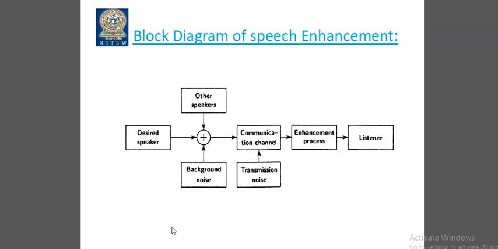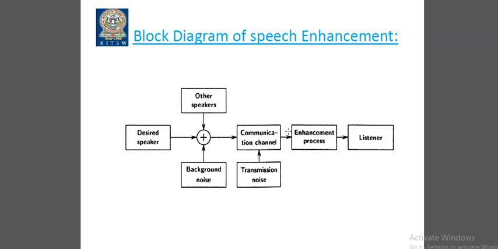Now, this is the block diagram of speech enhancement. Here, a desired speaker wants to convey information to the listener, and other speakers are also interfering with him, and the background noise is also interfering. And there is a communication channel. All these signals are mixed up here, and the resultant signal is given to the communication channel, and in the communication channel there will also be transmission noise. So this is the pure noisy signal that you are going to expect at the output of the communication channel. Now we are going to use the enhancement process.